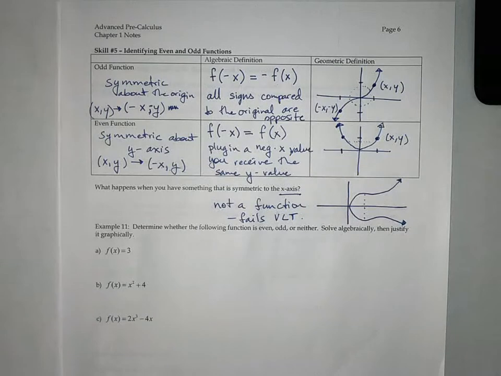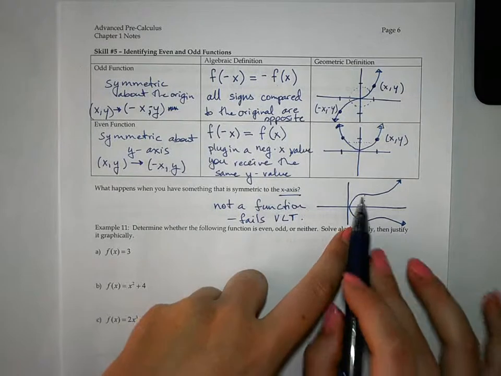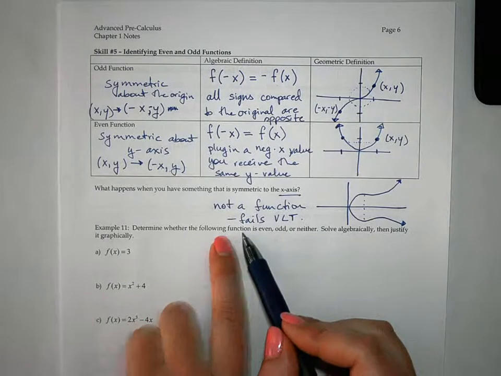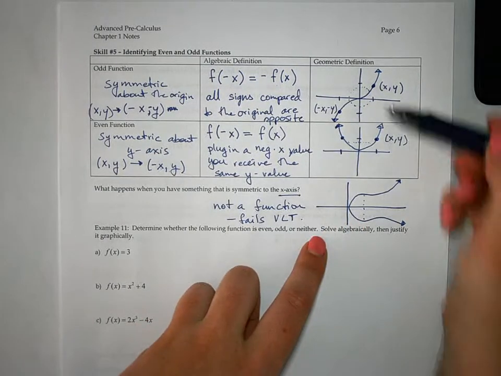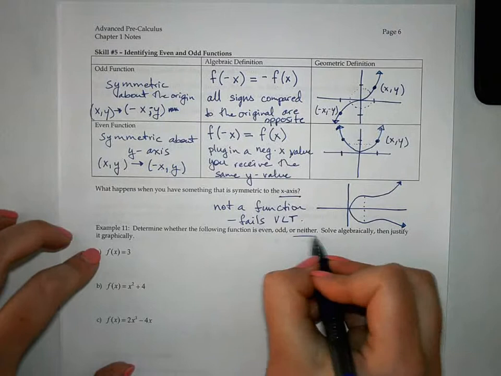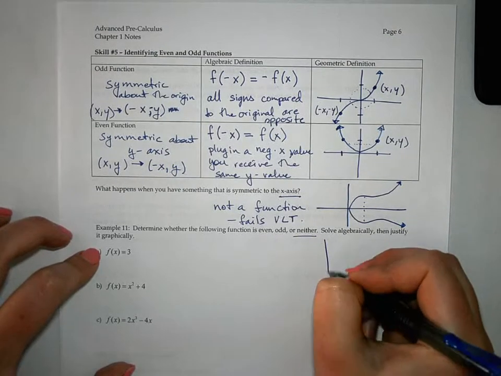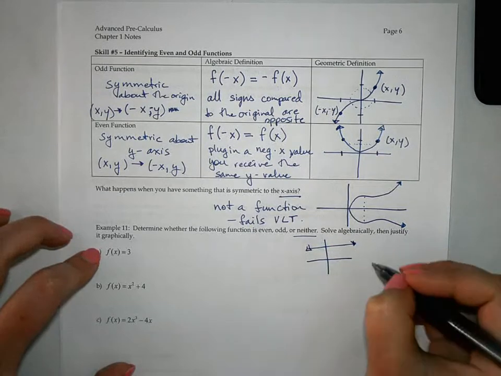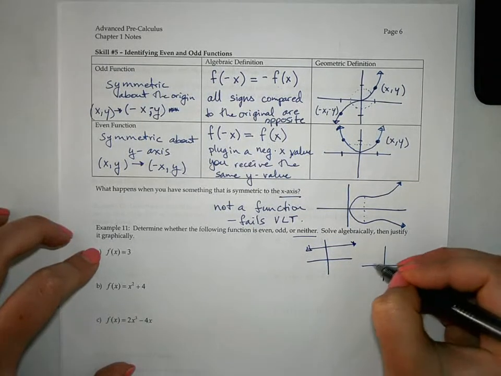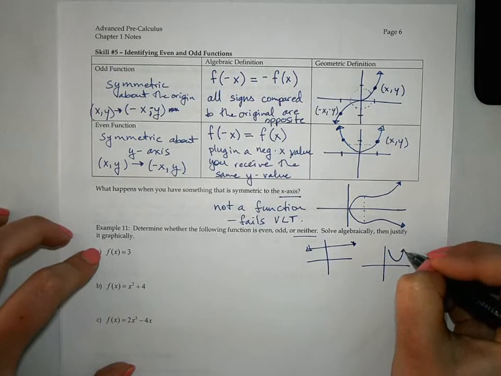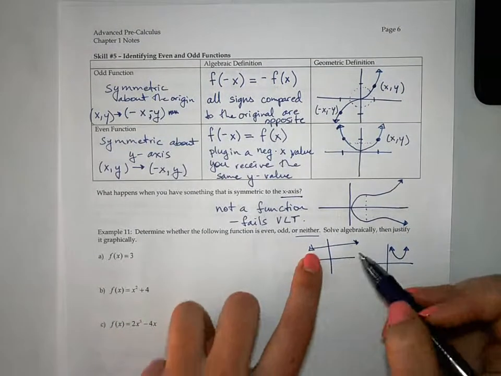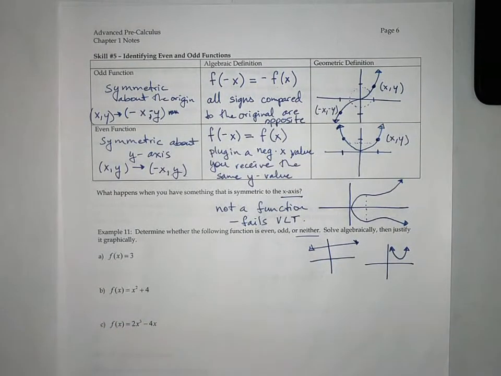So we want to use these definitions to help us determine whether functions are even, odd, or perhaps neither, in which case you would have perhaps something that's not even a function. Well, this one tells us these are all functions. This one wouldn't. Or you can have something that perhaps is just a line, or something that is over on the side and not symmetric about any sort of origin. Solve algebraically, then justify it graphically.